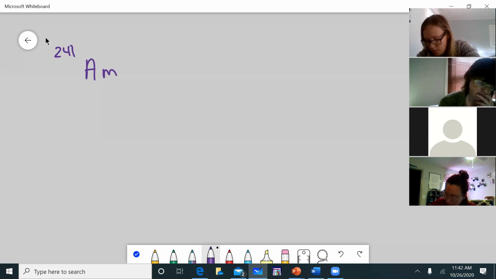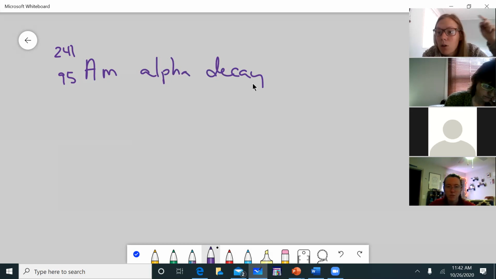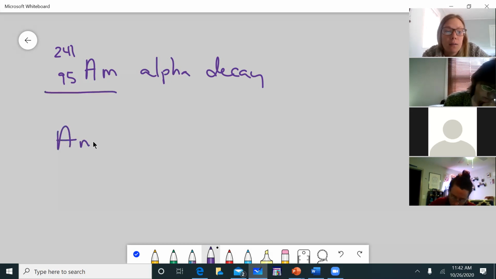Americium 241, atomic number 95, okay. And this undergoes alpha decay. So let's write a balanced nuclear equation for this. We start with our given thing, Americium 241. If I undergo alpha decay, that means I'm undergoing a change, so I'm going to put my arrow.